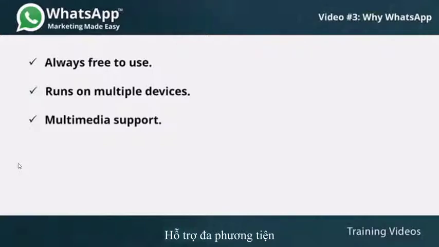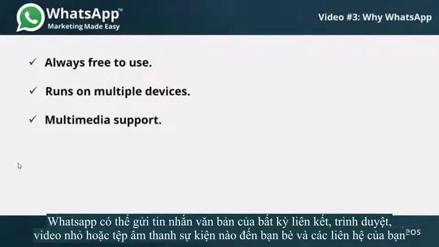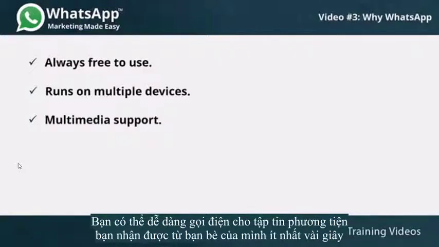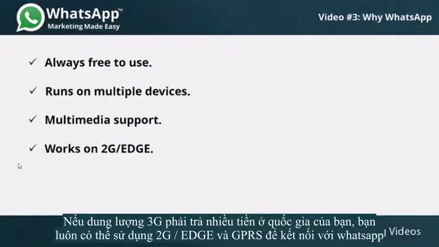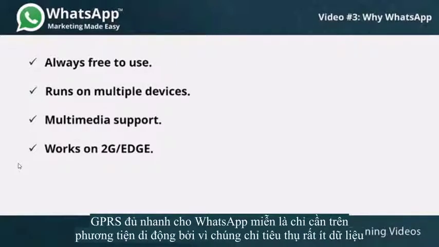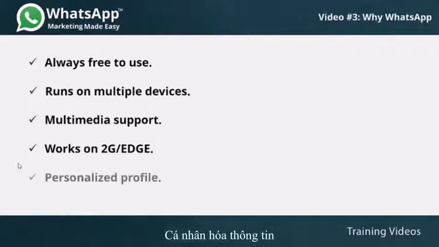Multimedia support. WhatsApp can send a text message of any length, large or small videos, or even audio files to your friends and contacts. You can easily forward media files you receive from your friends in less than a couple seconds. Works on 2G and Edge. If 3G is expensive in your country, you can always use 2G, Edge, and GPRS to connect to WhatsApp. GPRS is sufficiently fast for WhatsApp, as long as it is text only and no multimedia, as it consumes very little data.